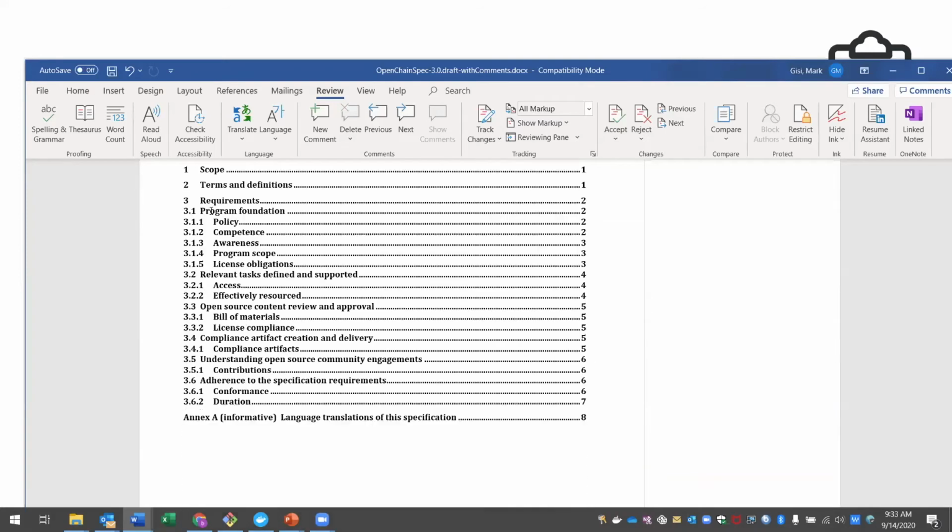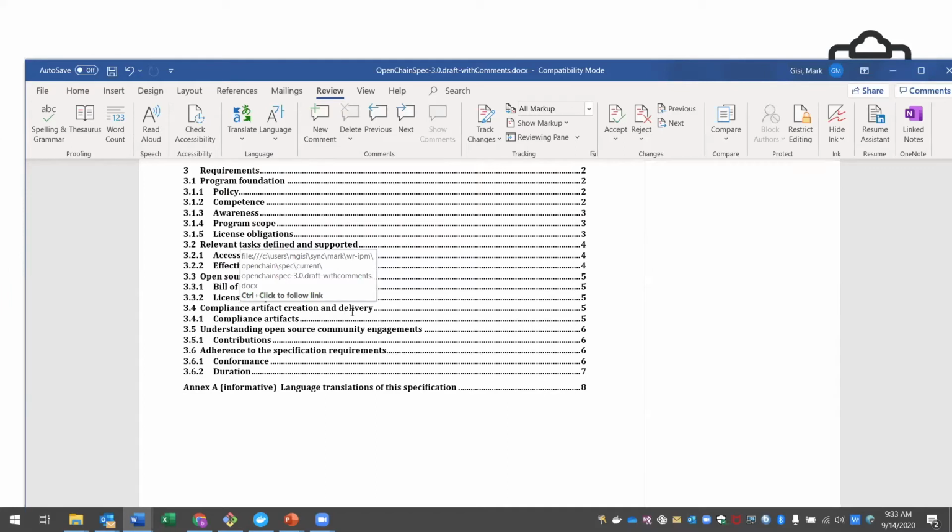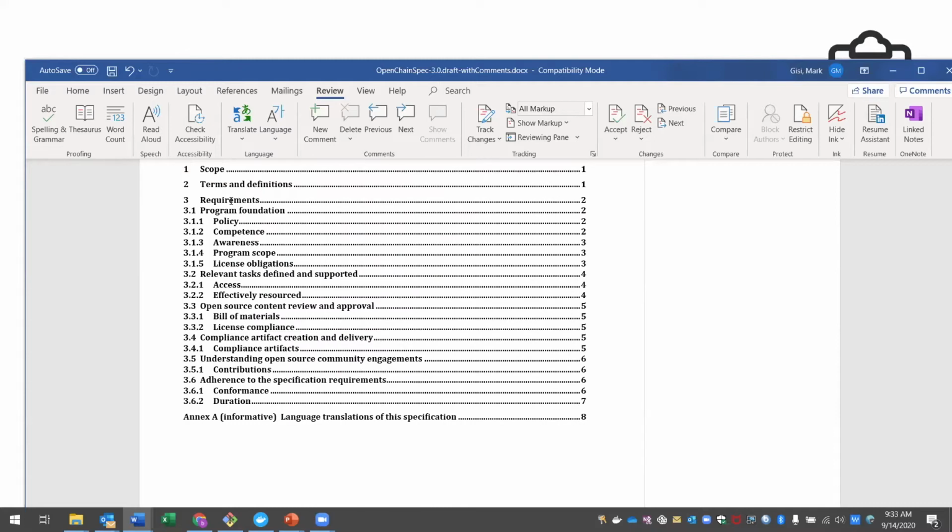And what we did, we've broken the spec out into these core sections: program foundation, relevant tasks defined and supported, the open source content review and approval processes. And then there's this main one about compliance artifact creation and delivery. And here we discussed just a second ago, the understanding of open source community engagements and adherence to the spec overall. Those are the core pillars of this spec, right?